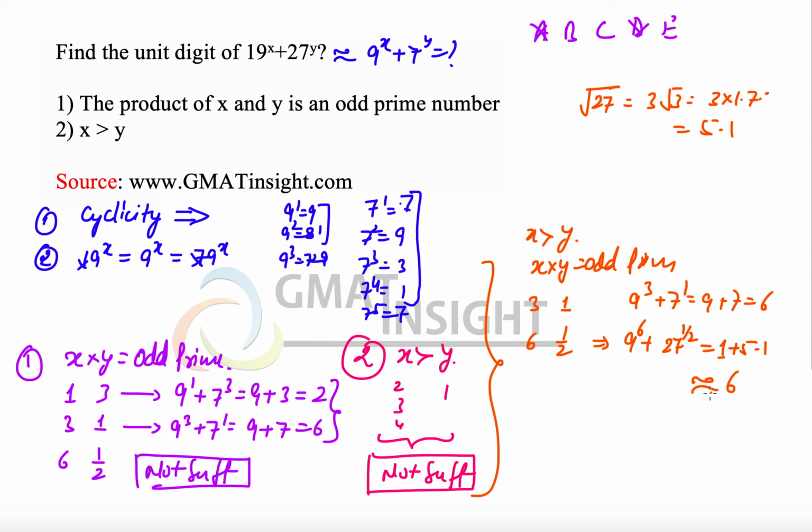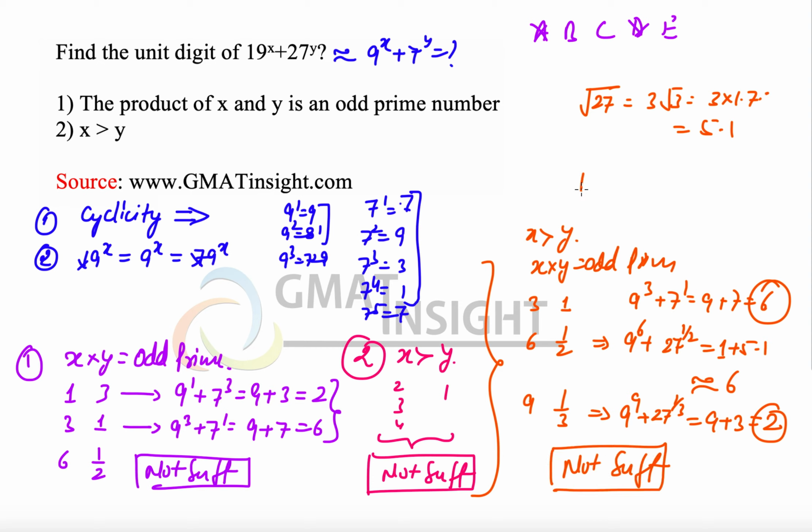Now let's quickly choose some other values. For example, maybe we can choose x as 9 and y as 1 over 3. In that case, 9 to the power 9 plus 27 raised to the power 1 by 3 will give us the unit digits 9 plus 3, that is 2. You see, now there is inconsistency in the unit digit. Sometimes we are getting the unit digit of the result as 6 and sometimes we are getting the unit digit 2. Therefore, even after combining the two statements, the information is not sufficient.